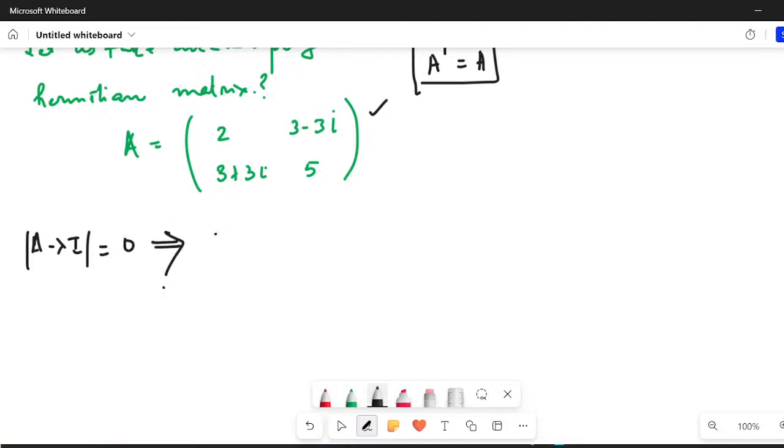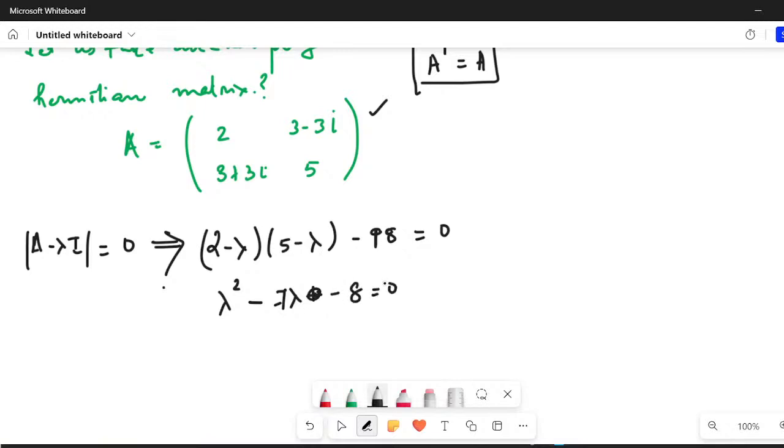So if this is the case, then I'll get 2 minus lambda, 5 minus lambda, and here I know this is simply minus of 3 square plus 3 square, this is minus of 18. Sorry, minus 18 only, because this is 3 square and then plus 3 square. So minus of 18 equals to 0. So what you will get is lambda square minus 7 lambda plus 10 minus 18, which is minus 8, equal to 0. So you are either getting lambda is equal to 8, or lambda is equal to minus 1.